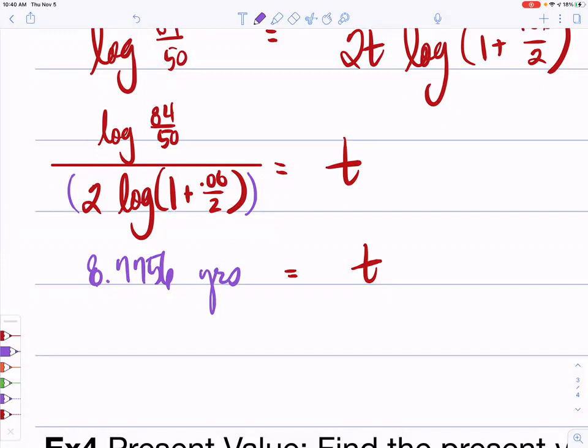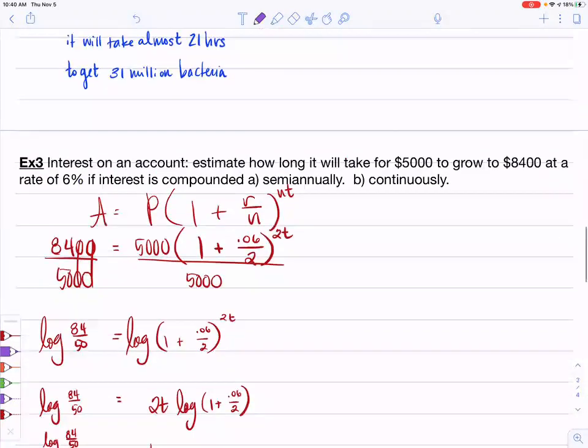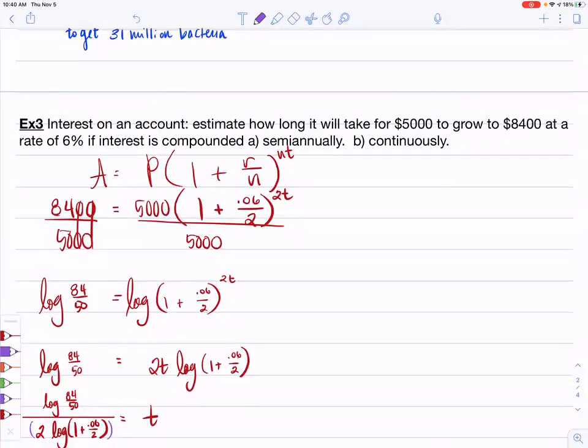Wouldn't that not be years, when you have to divide by two, because it's semi-annually? Oh, good question. No, it was compounded semi-annually, but we're actually asking the question, how long does it take to grow? I'm only taking the interest on the account twice a year. That is totally separate from the number of years that I leave it in the account. Oh, okay, they're two separate things.